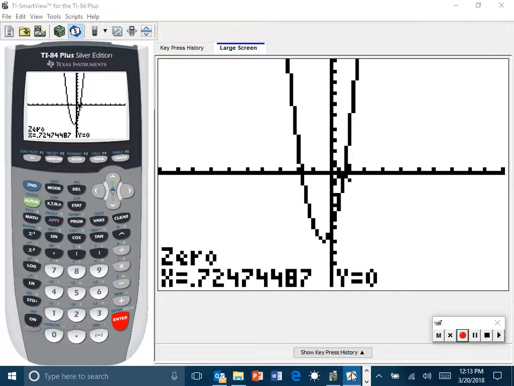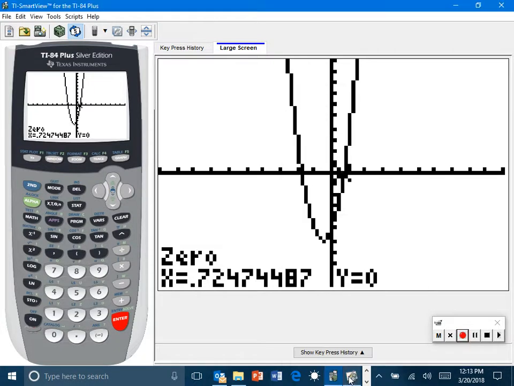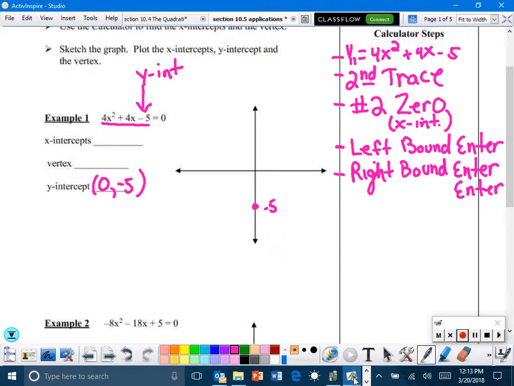All right, so go back. So one of them is 0.72, comma 0. Okay, and I'm going to mark that over here. So I'm going to say right here, that's 0.72. Okay, now I need to find the other one. So what I have to do is I have to repeat what I just did.